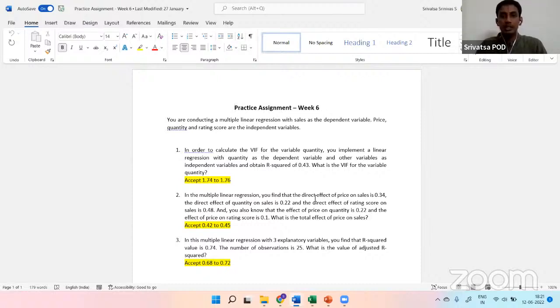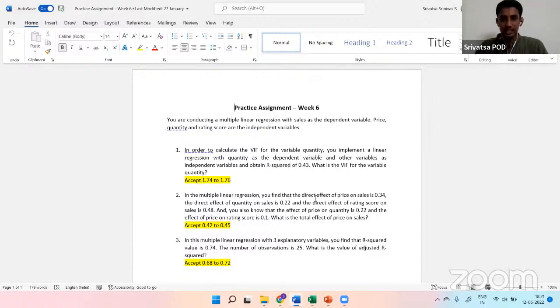Week 6 was primarily focused on multiple linear regression, and you have been given the following, and most of these questions I think follow from the first paragraph here. So you are conducting a multiple linear regression with sales as the dependent variable, and price, quantity, and rating score are the independent variables. Now the first question is to find the variance inflation factor for the variable quantity.